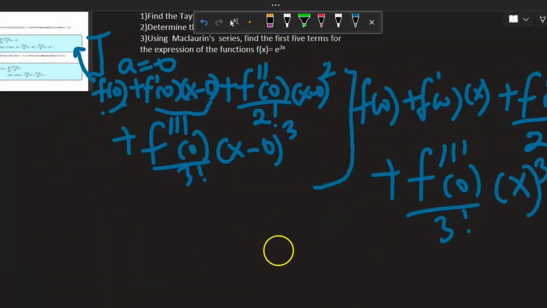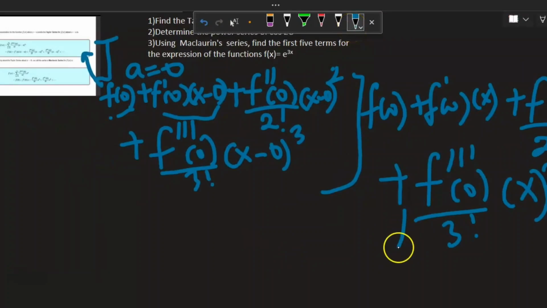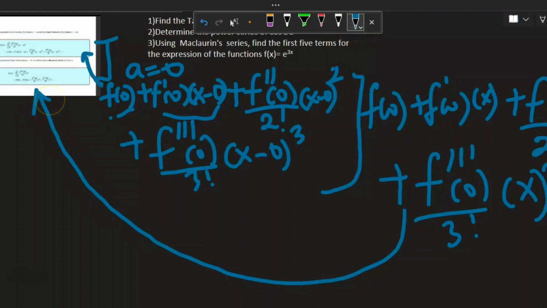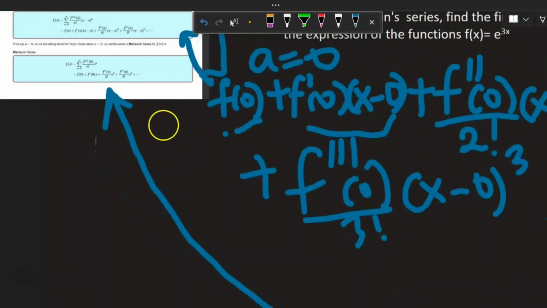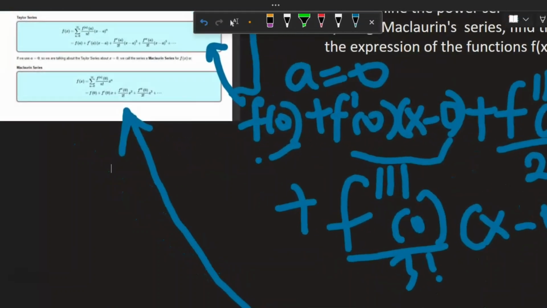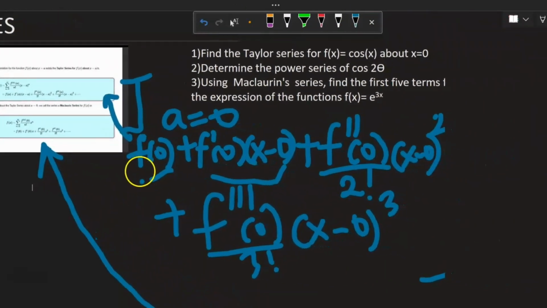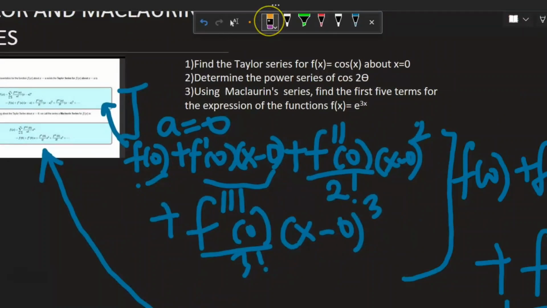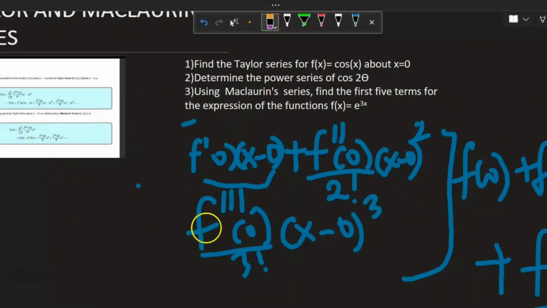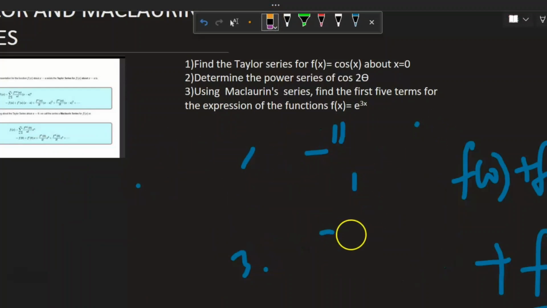When we take a look at this, we will know that this formula we wrote here is the same as our Maclaurin series. So can you see it's the same? If you know your Taylor series, you can easily get your Maclaurin series. Let's solve these examples here. Let's solve this example.